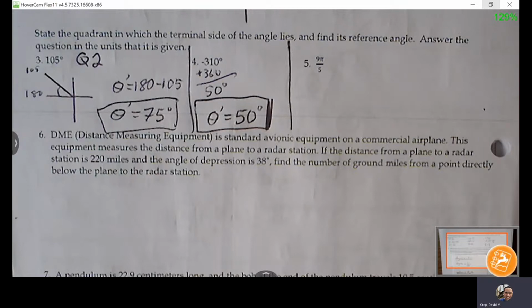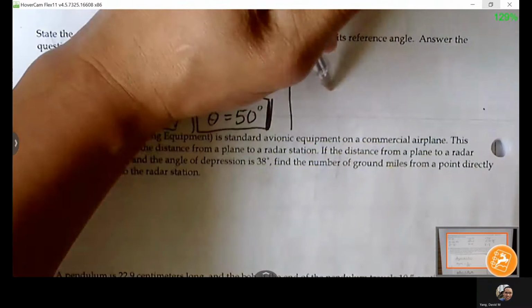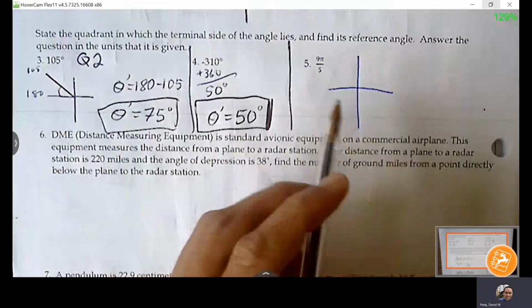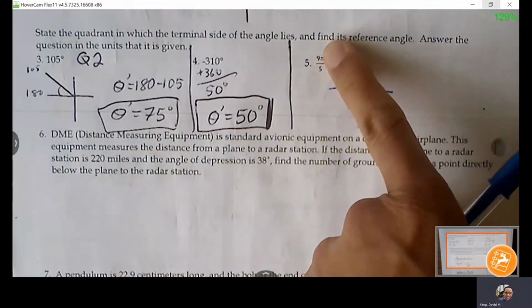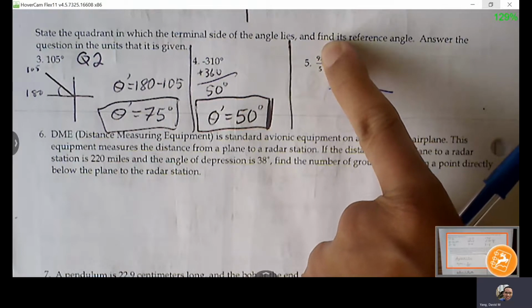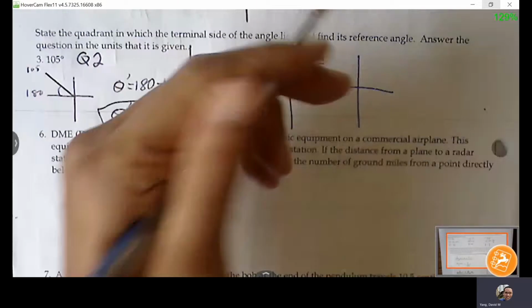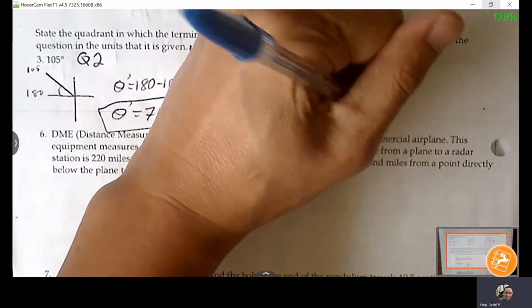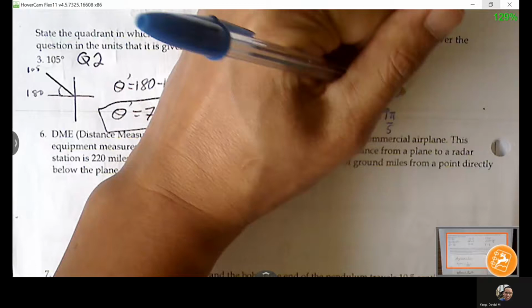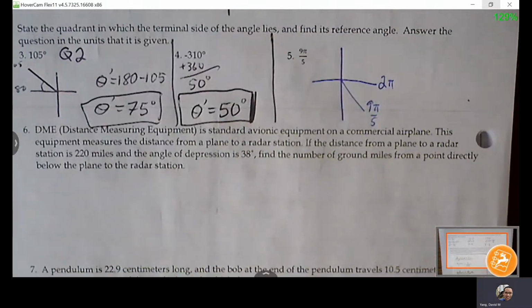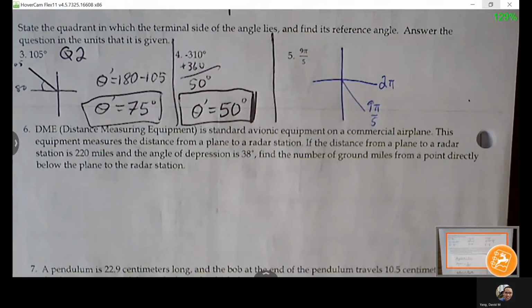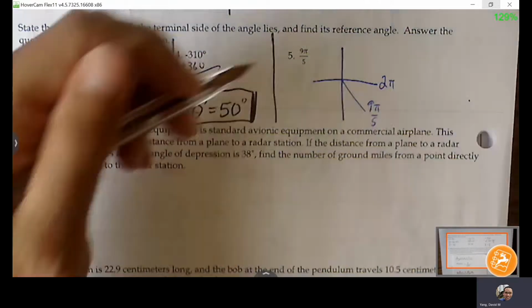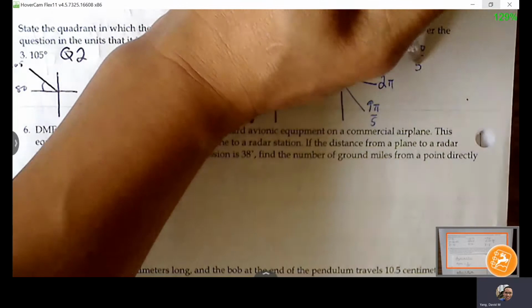Number 5, 9 pi over 5. Where is that located? All right, so 9 over 5, it's not quite 2, right? 9 over 5 is a little bit less than 2. So you know it's going to be less than 2 pi, so it's going to be in that fourth quadrant, right? So I simply need to subtract from 2 pi. You can also do common denominators, 10 over 5 minus 9 over 5.